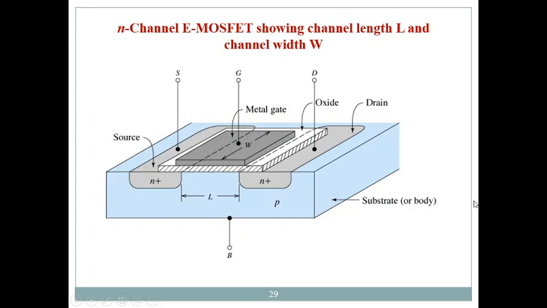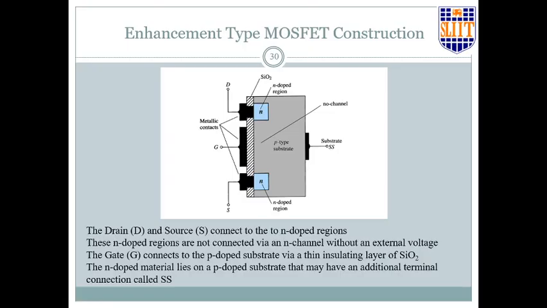Now here, where has the channel gone? It is called a channel, but the channel is not there. This is its construction. There is no channel. You have to induce the channel, which is why it is not operating in the depletion mode. When no gate voltage is applied, there won't be any current because there is no channel.